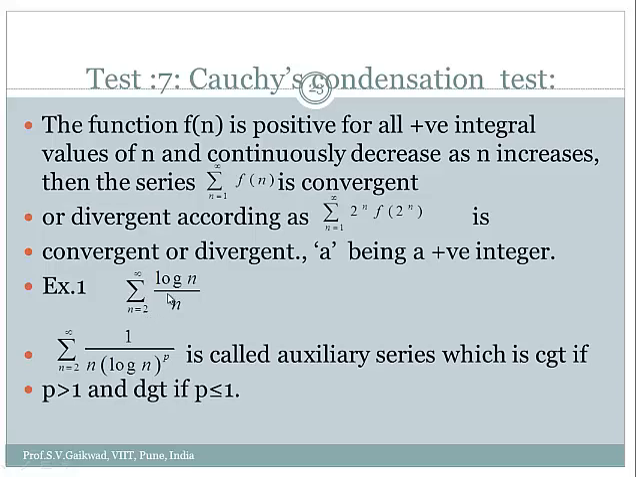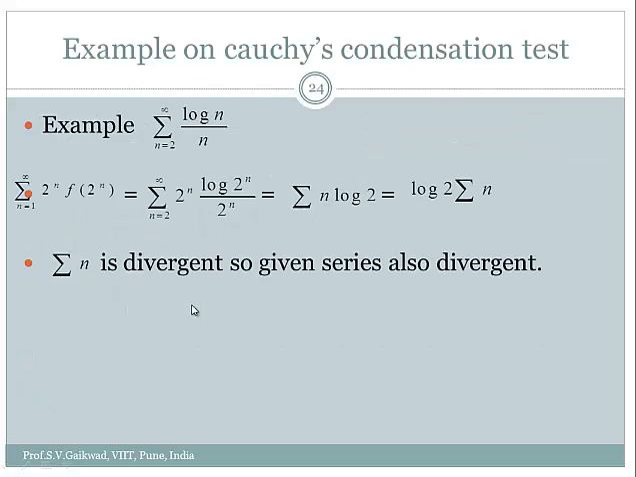Just like this example, sigma log n upon n. We'll solve this example, but in general 1 upon n (log n) raised to p is called auxiliary series, which is convergent if p greater than 1 and divergent if p less than 1. This is the auxiliary series that we can go for, for example, this log n upon n.